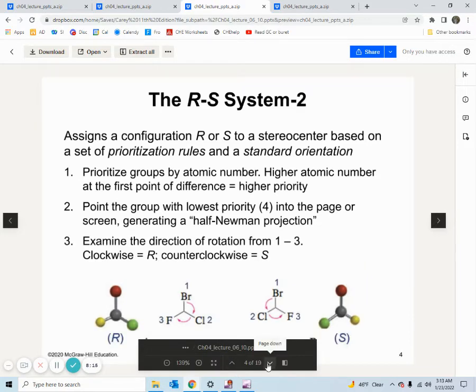The RS system, too, assigns a configuration R or S to a stereocenter based on a set of prioritization rules and a standard orientation. Prioritize the groups by atomic number. Again, higher atomic number at the first point of difference is higher priority. Point the group with lowest priority, 4, into the page or screen, generating a half Newman projection, and then examine the direction of rotation from 1 to 3. If it's clockwise, give it R, and counterclockwise, S, as shown here.